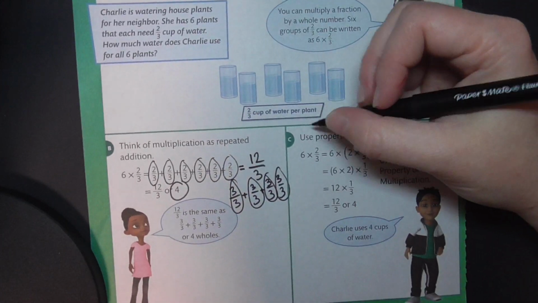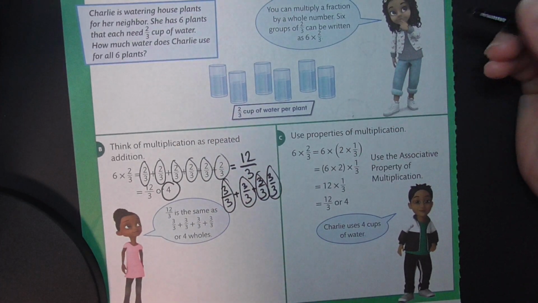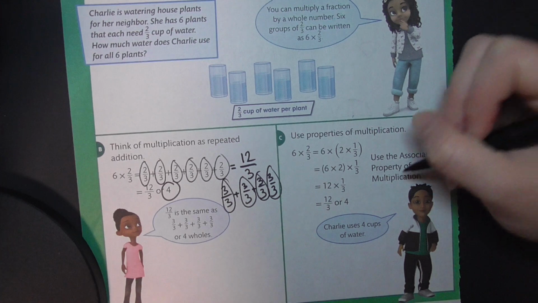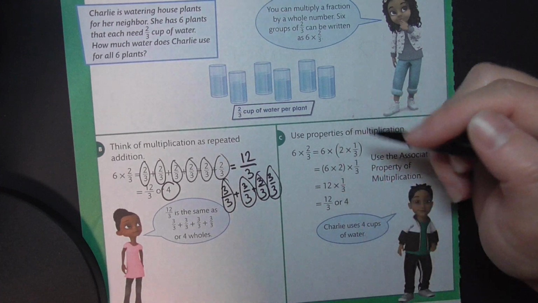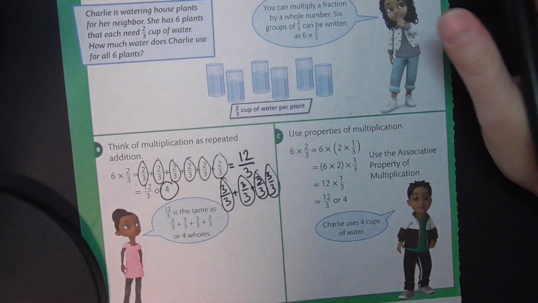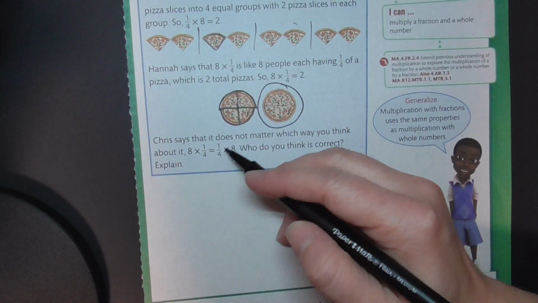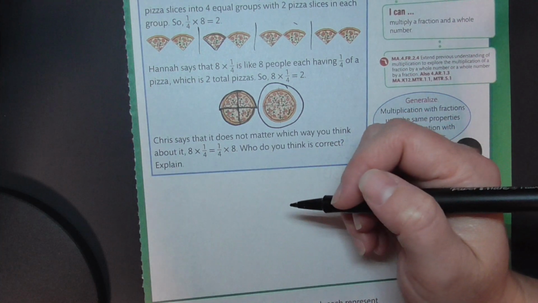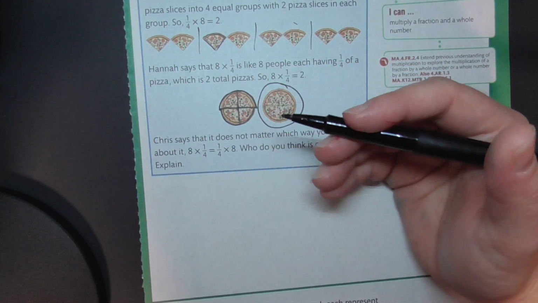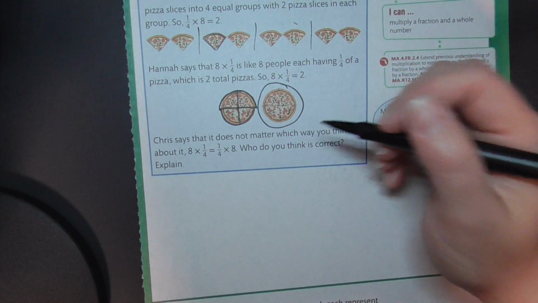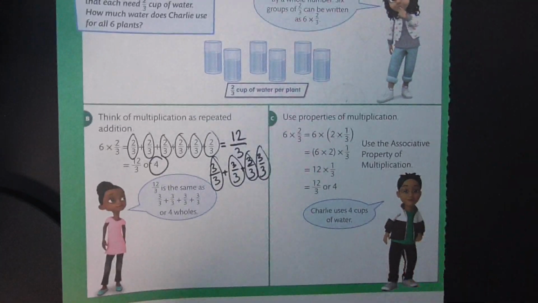Now over here, use properties of multiplication. Use the associative property of multiplication. So the associative property is the one that we just used right here. So 8 times 1/4 is the same as 1/4 times 8. Or remember, 2 times 3 equals 6 is the same thing as 3 times 2 equals 6. That is the associative property.